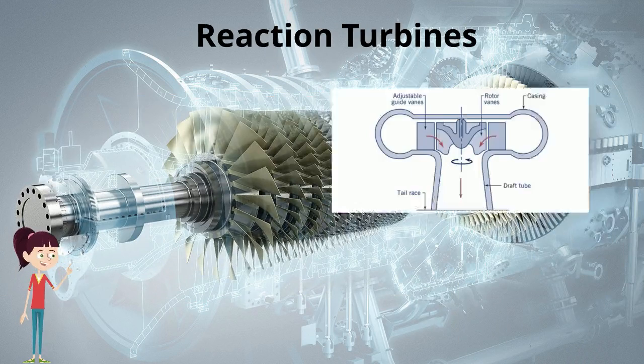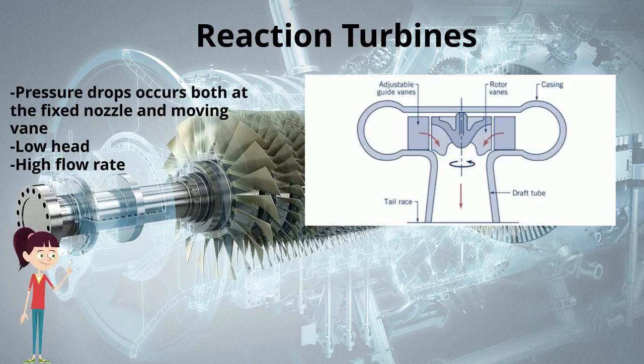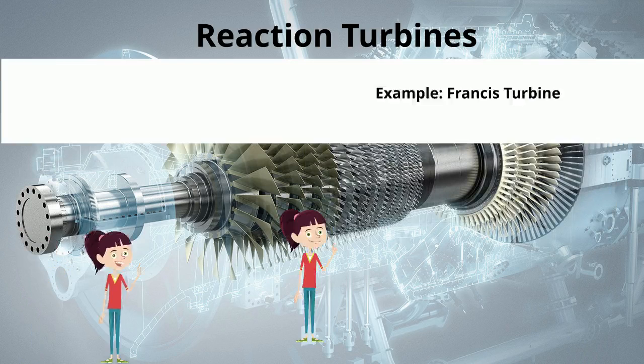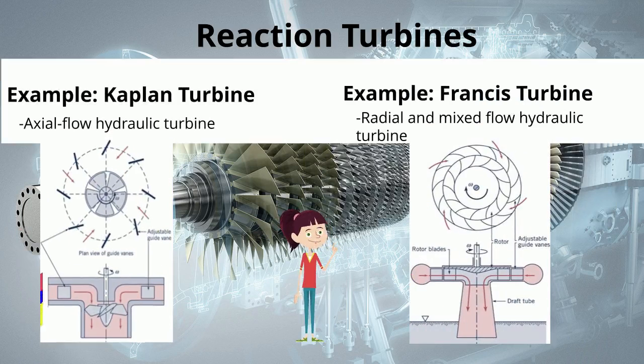The second kind of turbines are reaction turbines, which are categorized as having pressure drops at both the nozzle and vane, a low head, and a high flow rate. The vanes accelerate the flow and can be adjusted to produce maximum output. The two types of reaction turbines are Francis and Kaplan turbines. Both have a tangential component of velocity, with the Francis turbine having radial and mixed flow, and the Kaplan turbine having axial flow, which is the most efficient type of flow.